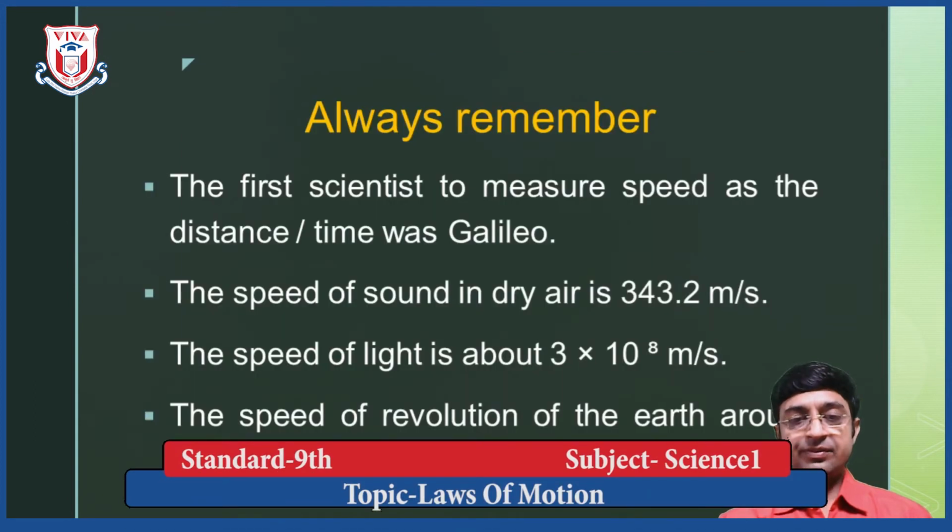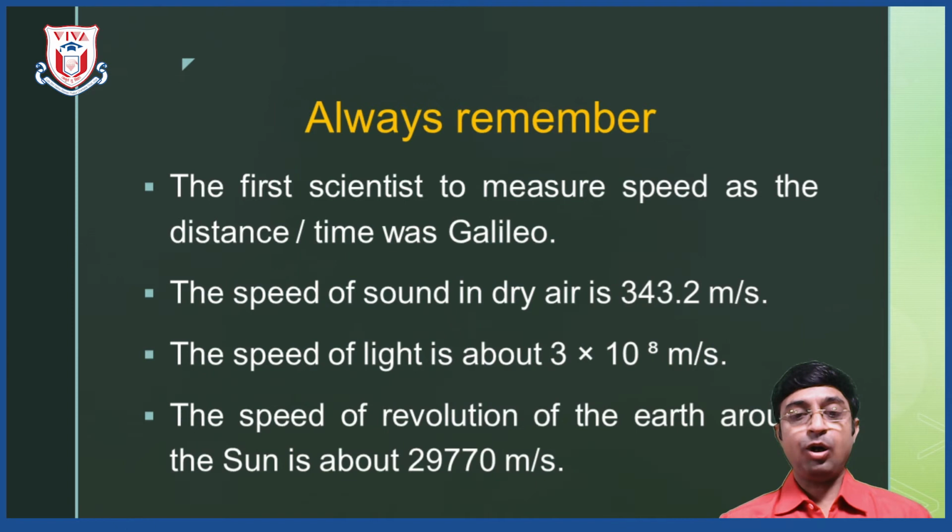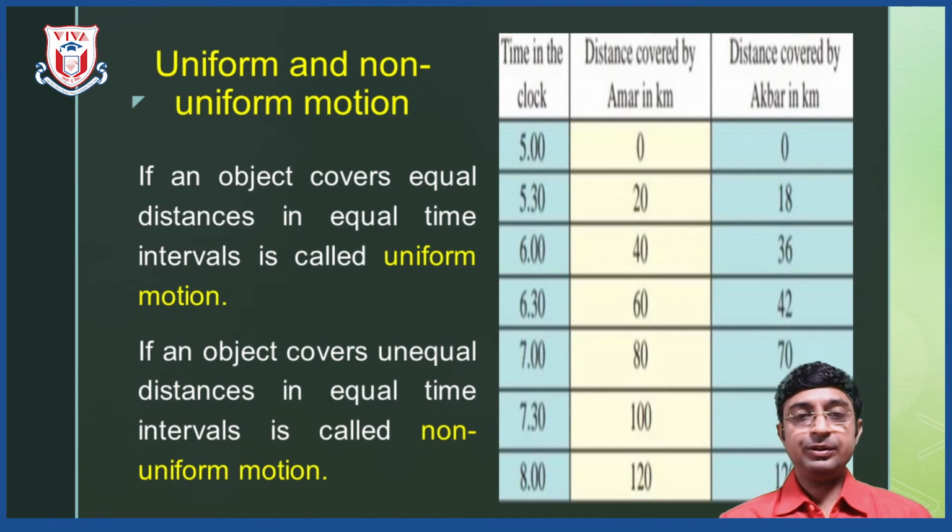Now always remember, the first scientist to measure speed as distance upon time was Galileo. Second, the speed of sound in dry air is 343.2 meter per second. Next, the speed of light is about 3 into 10 raised to 8 meter per second. The speed of revolution of the earth around the sun is about 29,770 meter per second. So these are some points given for us. So always remember.